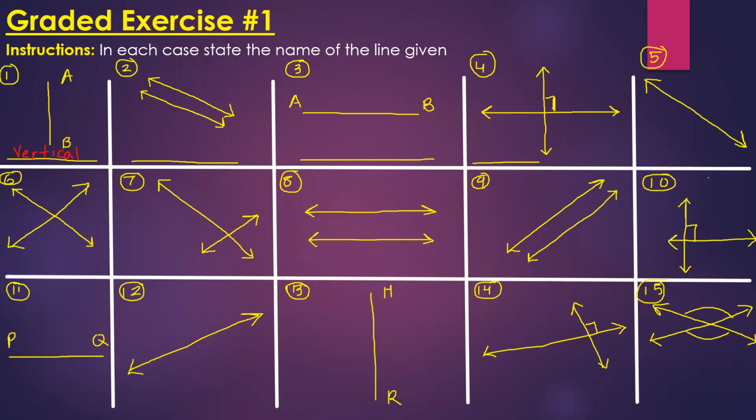Tyrone, what is number 2? Parallel lines. Very good, parallel lines. Does anyone else have parallel for number 2? Yes, sir. Now, how do we know it's parallel? They do not intersect with each other. Very good. They don't intersect, they don't meet, they're parallel.